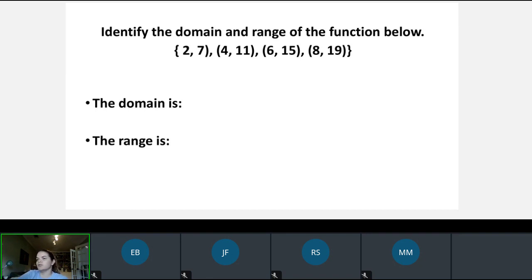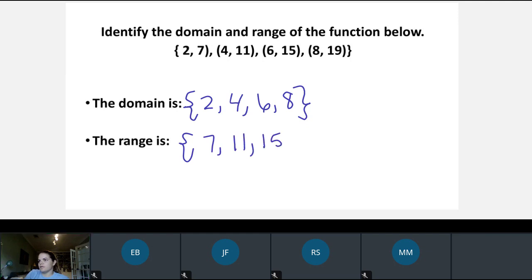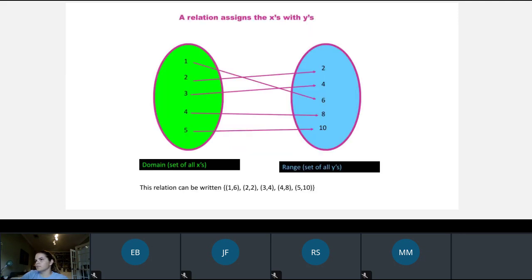Good. Okay, good. So domain, exactly. When we write out our sets, we're going to use these squiggly brackets. So domain is 2, 4, 6, and 8. Very good. And range is 7, 11, 15, and 19. Okay.